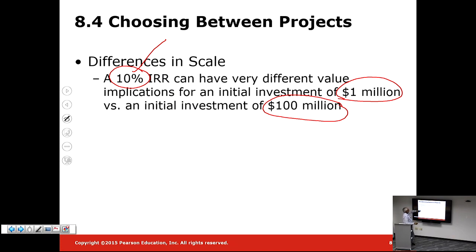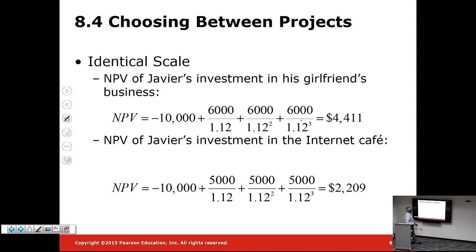We cannot say that both projects are really the same, because I'm making 10% money with only $1 million in investment, but it is taking me $100 million to make that same 10% return on my investment. So in terms of the fundamental question, where am I getting the biggest bang for the buck? Obviously, I will get it when I'm using lesser capital.